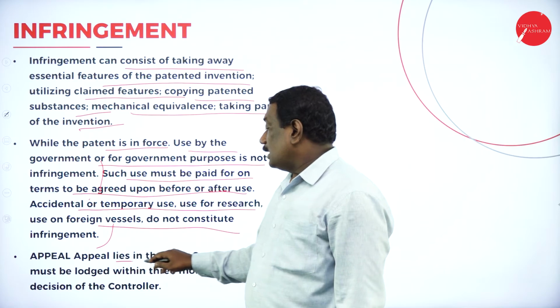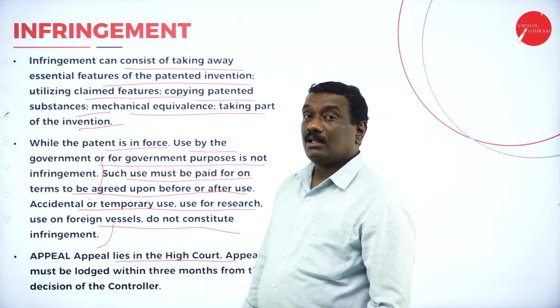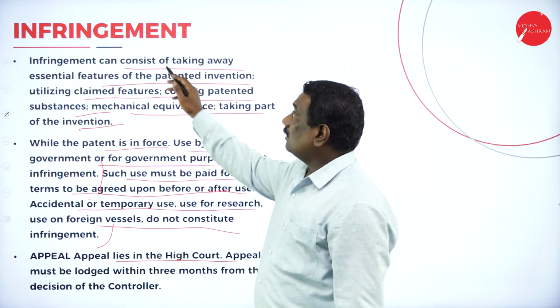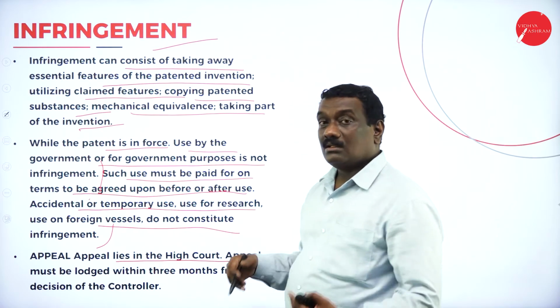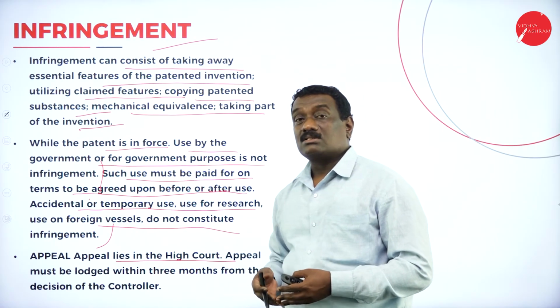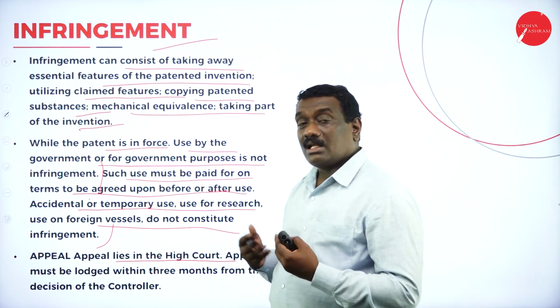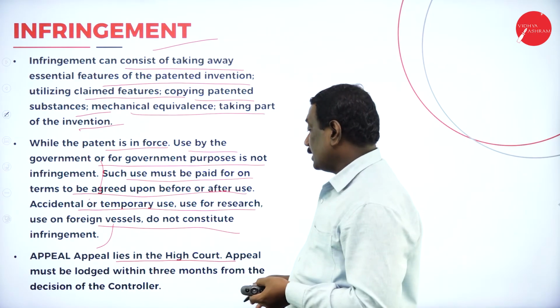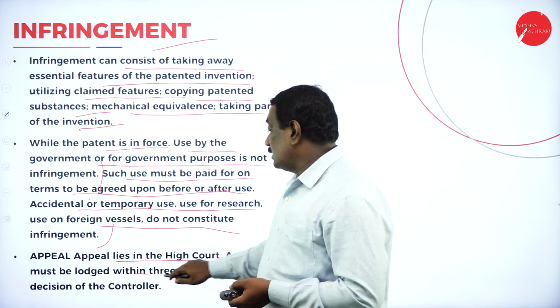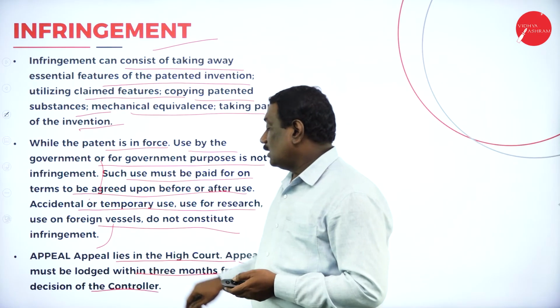Now appeal lies in the High Court. So you can appeal in the High Court if there is any infringement, that means if somebody uses your rights, or somebody is using your substances without taking permission, they are using that particular patent rights. So appeal must be lodged within 3 months from the decision of the controller.